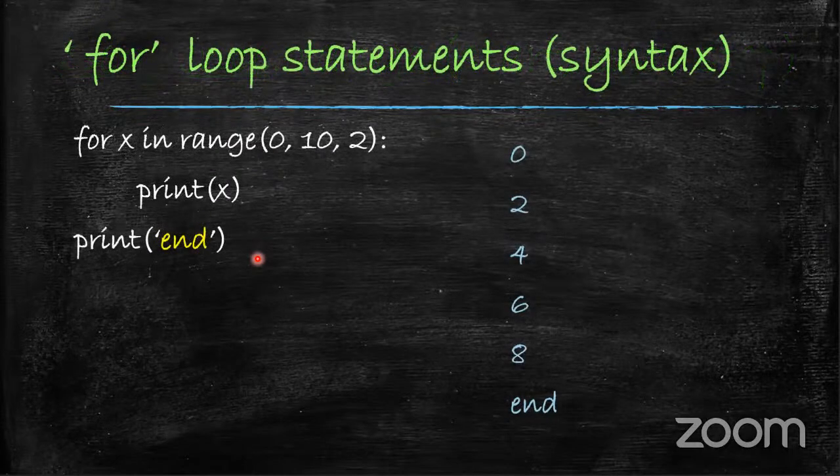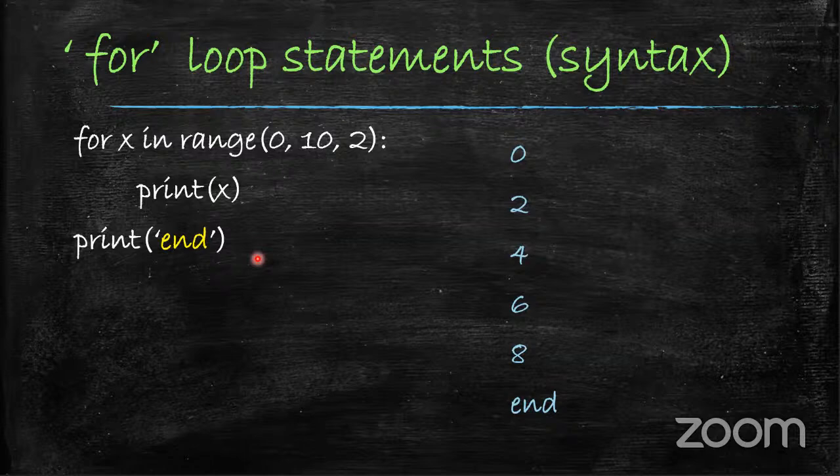Okay, so let's see here. The for statement says for x in range(0, 10, 2). Range will create a sequence 0, 2, 4, 6, 8. And now x is a kind of a target or a pointer. It will go to the first element, which is 0. So x becomes 0, and when you write print x, x is printed as 0.